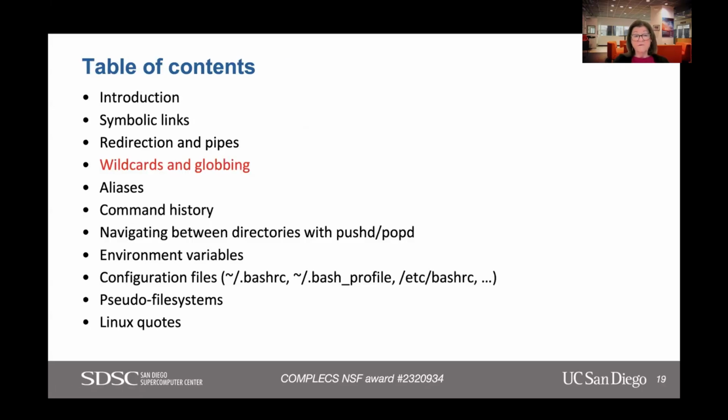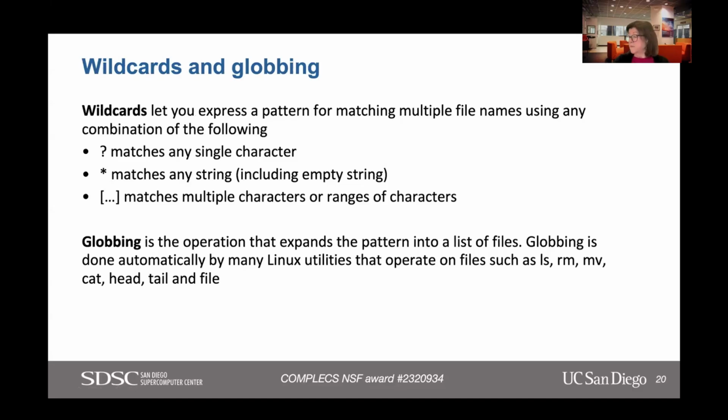All right, next we'll look at wildcards and globbing. So wildcards let you develop a pattern. This is regular expression. And if you've taken computer science classes, you may have had to plow your way through a full regular expressions class. But it's a way to express a pattern for matching multiple file names, for example, giving any combination of the following. Question mark matches any single character. Star matches any string, including the empty string. And square brackets match any one of multiple characters inside the left and right bracket. And it could be multiple characters or a range of characters.